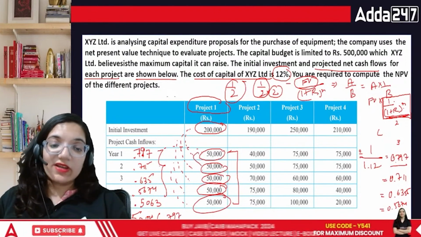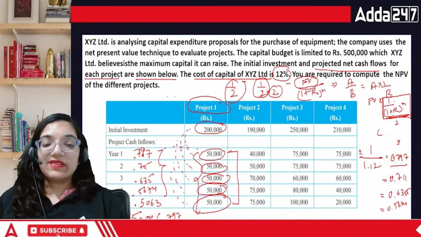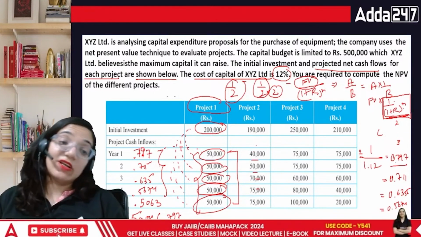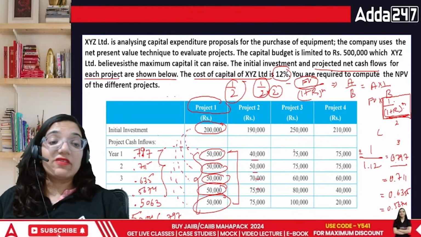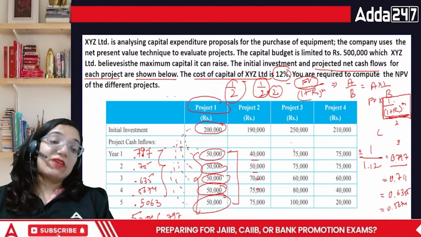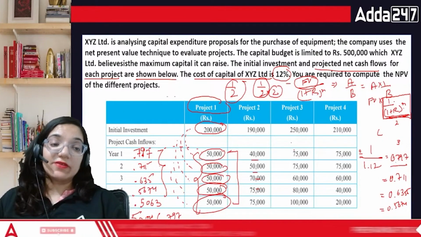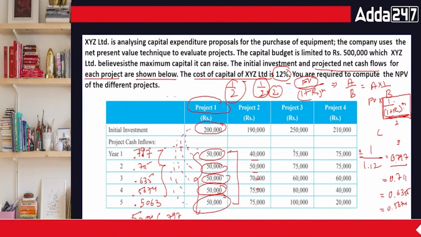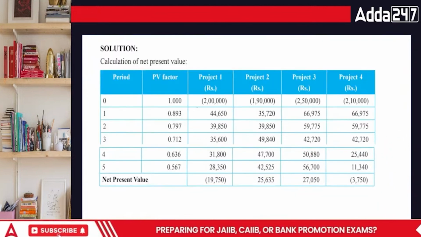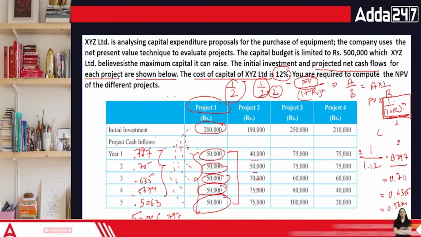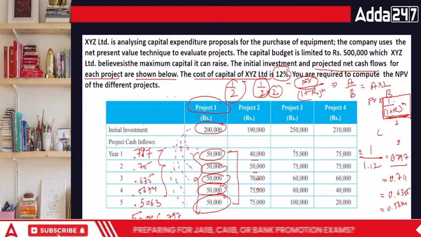In this case only it is possible. Otherwise, everywhere else the values are different. For all these calculations, you have to do 40,000 multiplied by 0.797, 75,000 multiplied by 0.797. Each and everything has to be multiplied with the individual PV factor. What I calculated for you is called the PV factor. Look at this, everyone. The cost of capital here is 1.12.